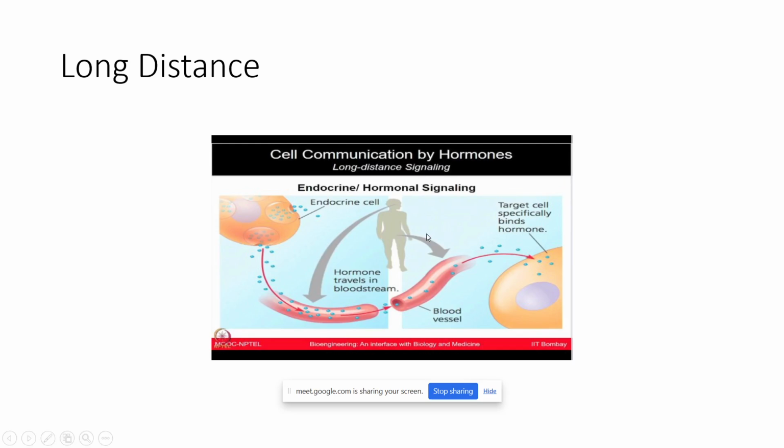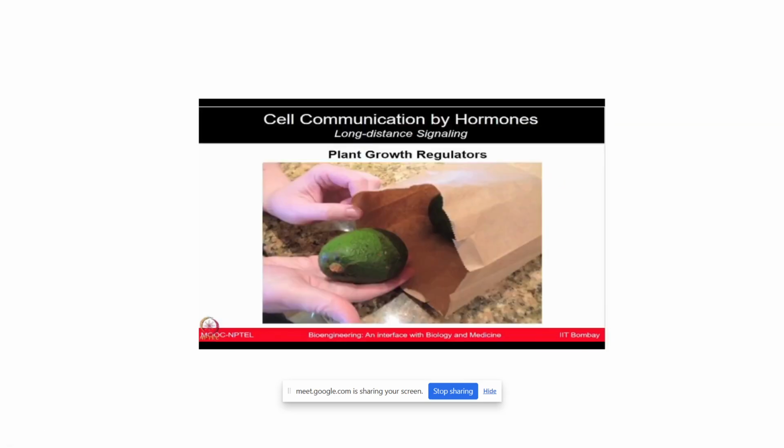And similar to neurotransmitters, communication can happen with the help of hormones as well. This is called long distance communication. One organ makes the hormone, and with the help of the bloodstream it goes through the blood vessels and reaches the target organ, and that's how communication happens in hormone signaling, which is also called endocrine signaling. And in plants, there are also certain signaling factors, like hormones, which help in regulation of plant growth.